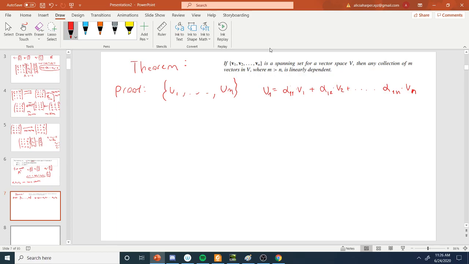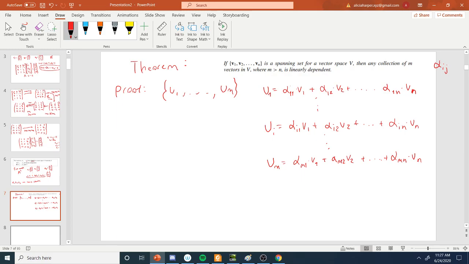In particular, we can do that for u1, we can do that for u2, and in general, we can do it for ui. So we can write this as alpha i1 v1 plus alpha i2 v2 plus and so on, alpha in times vn. And we can keep doing this all the way down to um, which will be alpha m1 times v1 plus alpha m2 times v2 plus and so on, alpha mn times vn. So we have a bunch of alpha ij's, and we're going to study these alpha ij's in terms of a matrix.